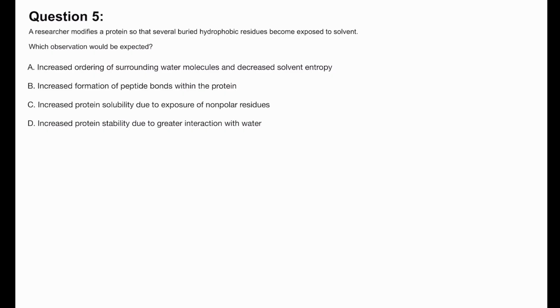A researcher modifies a protein so that several buried hydrophobic residues become exposed to solvent. Which observation would be expected? Okay, so first off, before we even read the answer choices, let's just keep in mind that we're exposing hydrophobic residues to water. So what do we expect?